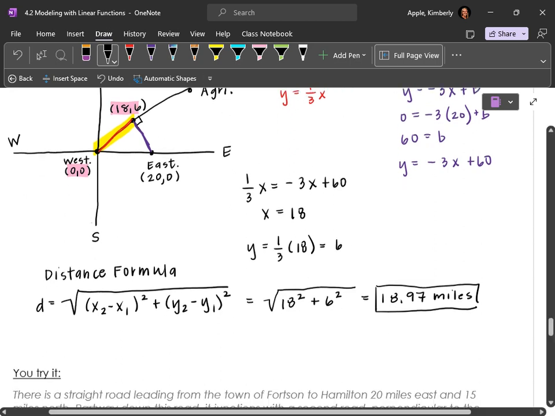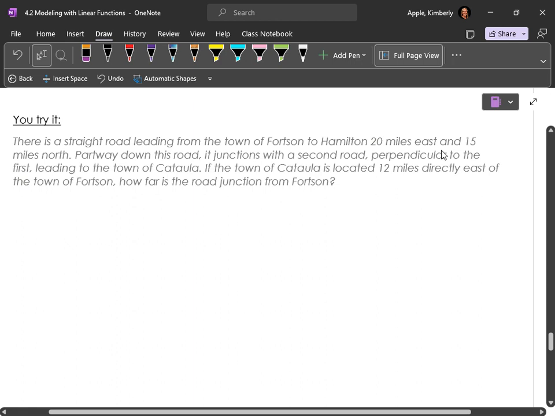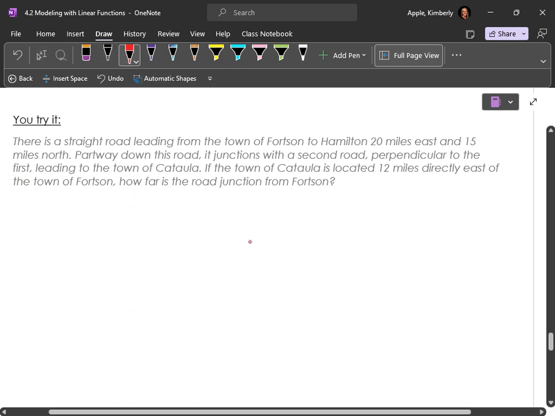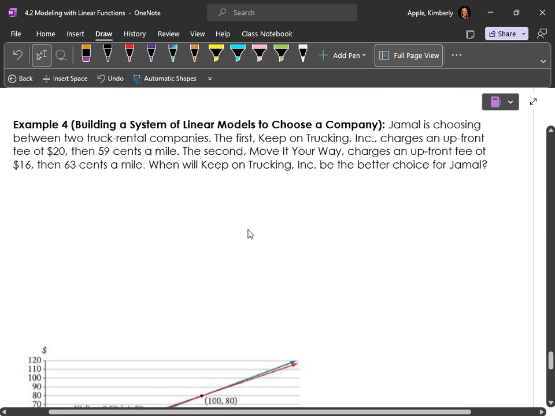And here's an opportunity for you to try. If you want to pause the video and then come back to see how you do. Right. Ultimately, the distance in this case is going to be 9.6 miles from the road junction to Fortson. So if you have questions about that, get with me during office hours or bring me a question.